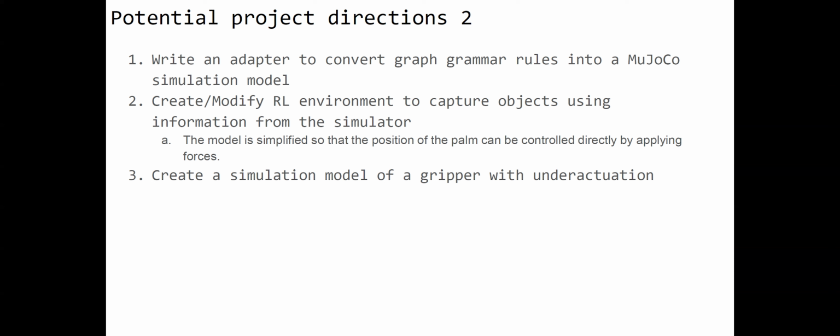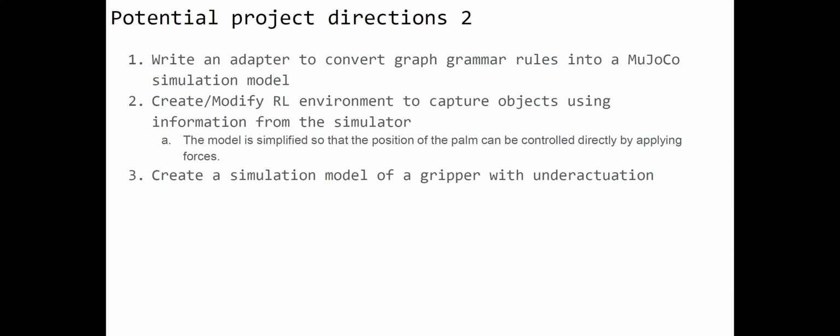A second type is to make or modify a reinforcement learning environment for grasping the object from the information from the simulator, which means that you can introduce some kind of reinforcement learning to make the grasping device grasp things using MuJoCo or PyChrono. And last but not least is to make a simulation model of the grasping device with underactuation.